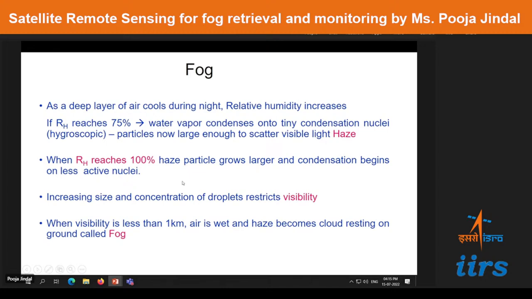However, if the relative humidity keeps on increasing, that is, if air keeps on cooling during the long nights, these haze particles will grow larger, and condensation will also begin on the less active nuclei. With increasing size as well as concentration of these active nuclei or droplets, the visibility will reduce further. Once the visibility reaches 1 kilometer or less than 1 kilometer, we call this situation fog, or we say that the air is wet and the haze becomes a cloud resting on the ground, which is called fog.